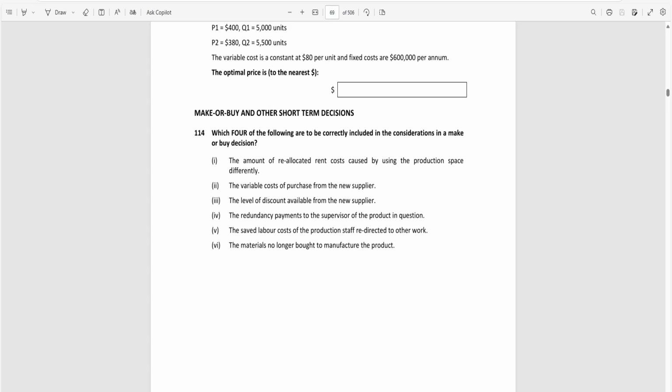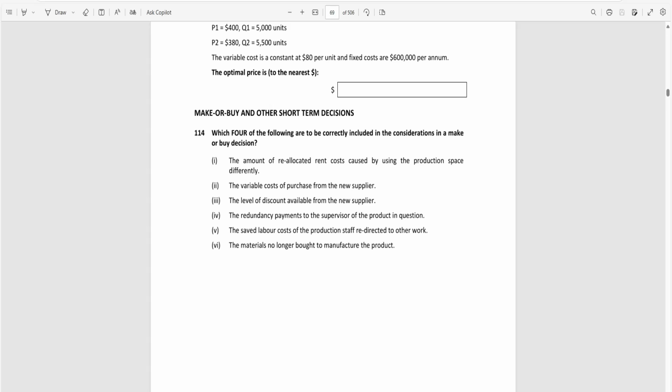So the first statement is saying that the amount of reallocated rent cost caused by using the production space differently. So you are using the production space now. What the first statement is saying is that you are simply allocating your rent cost to the production space. So even though you decide make or buy, this will not be taken into consideration because it's not relevant, right?